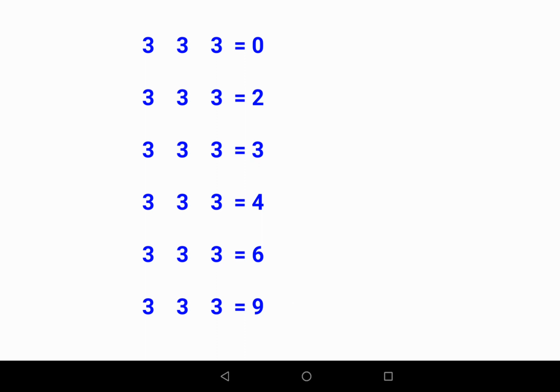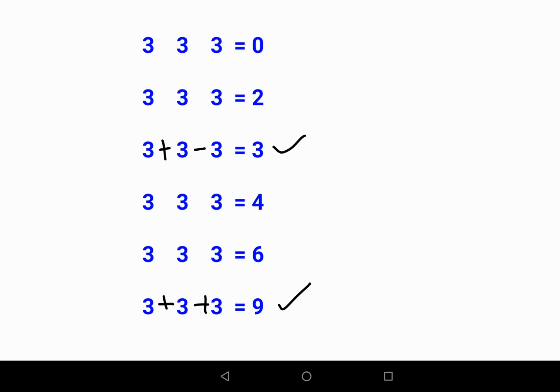to 9. Okay, so as you all know, if I put 3 plus 3 plus 3, I will get the answer as 9. Similarly, what I can do over here is if I do 3 plus 3 minus 3, I get the answer as 3. Okay, so here we could find out the answer for 3 and 9.